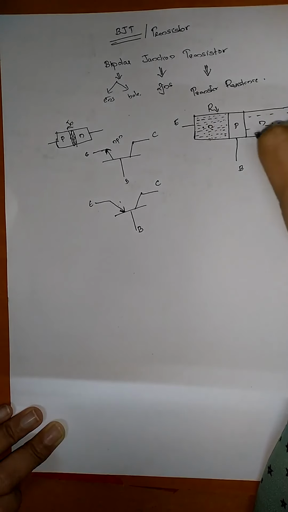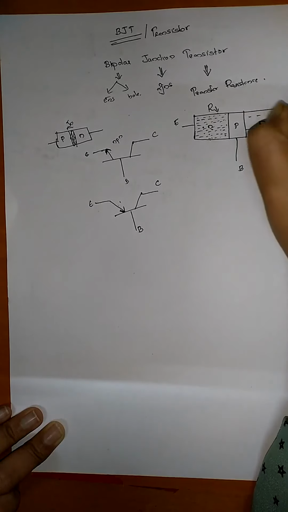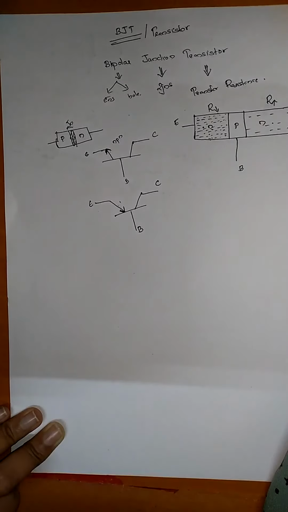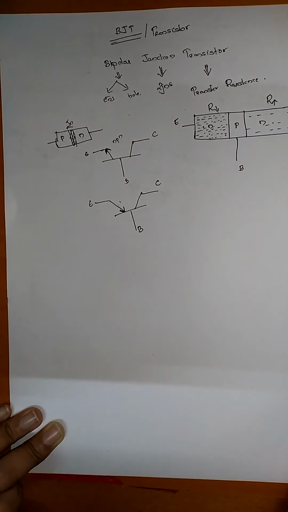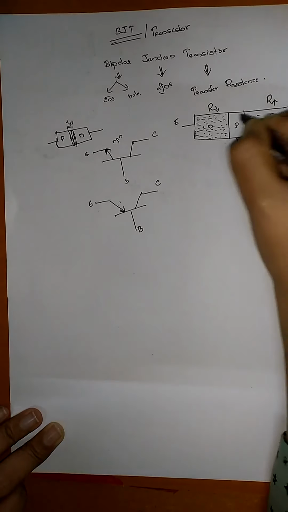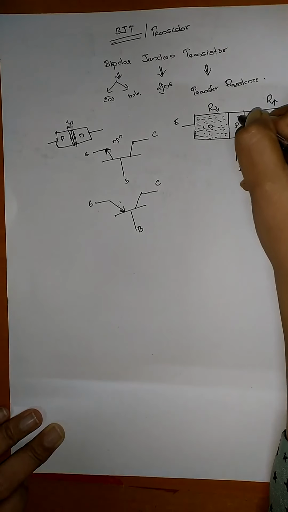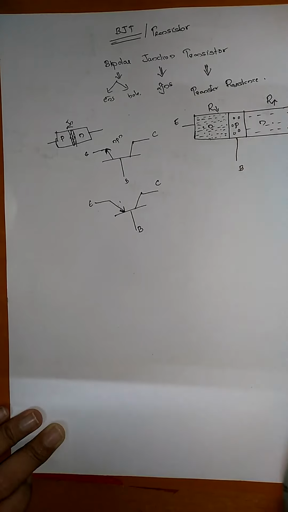Whereas here the number of current carriers is very low compared to the emitter because it is intermediately doped. So how will the resistance be? The resistance will be a high value. And now the remaining portion is the base. So what is this base? Base is a P-type material, so it will be lightly doped.